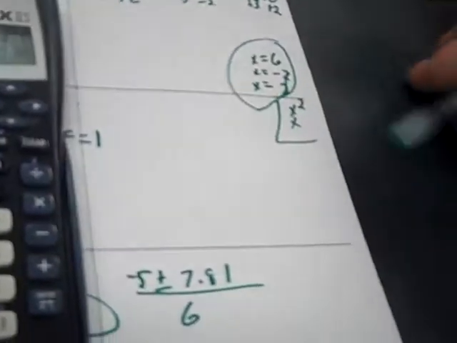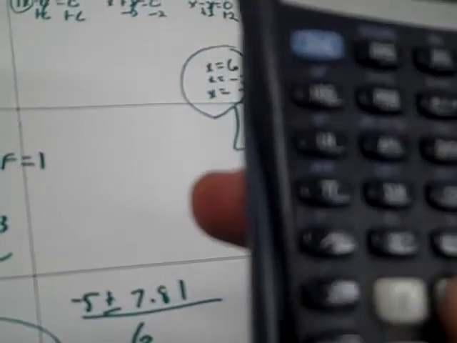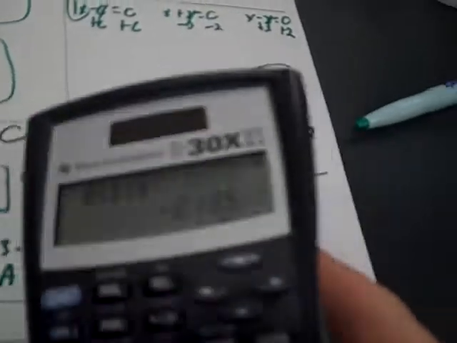Okay, so -5 plus 7.81 equals, and then divide by 6, I get 0.47. Okay, and then -5 minus 7.81 equals, and then divide by 6 is -2.14. Okay, and then the back side.